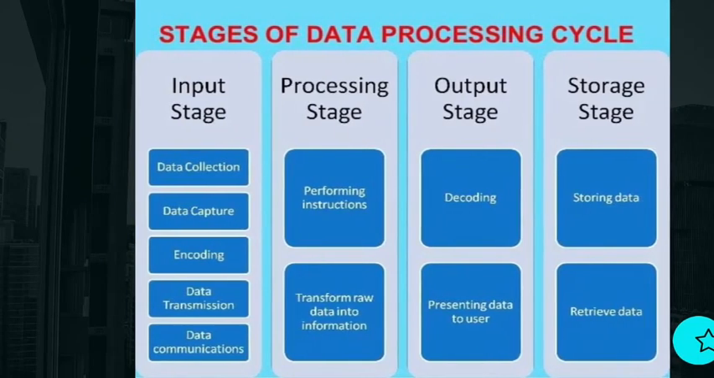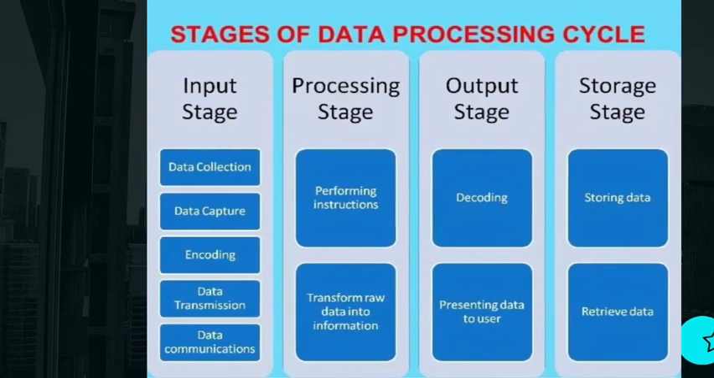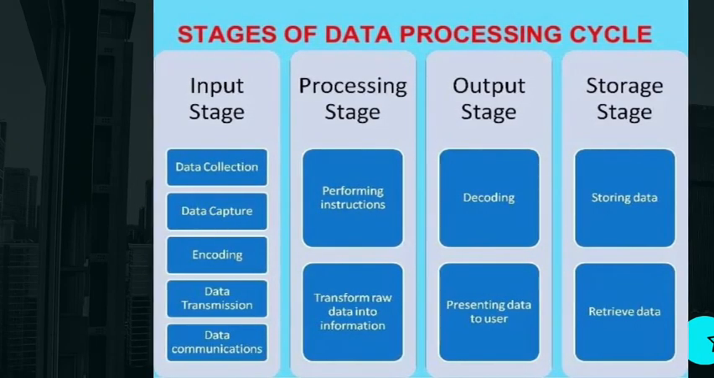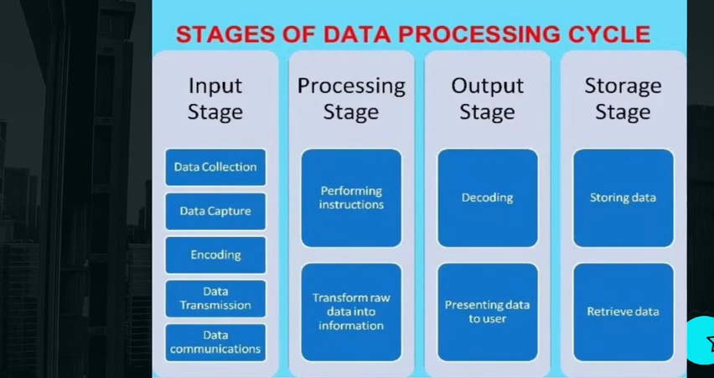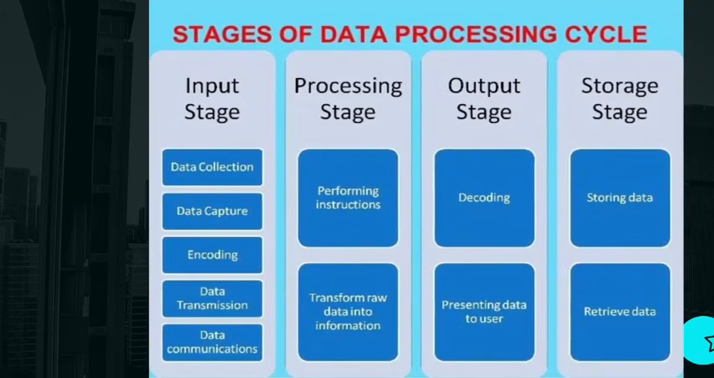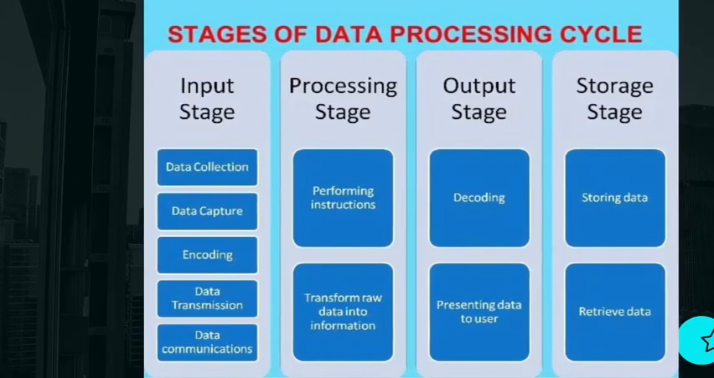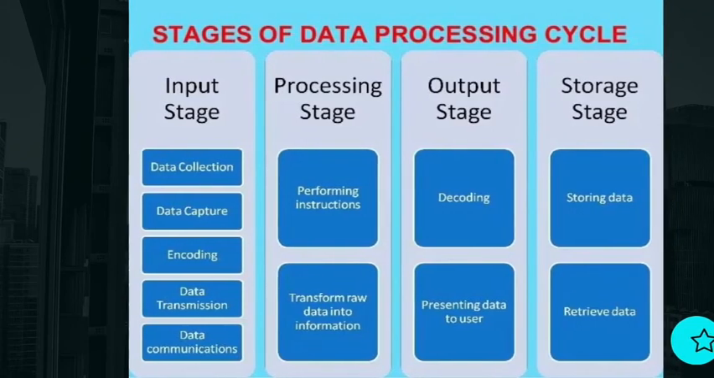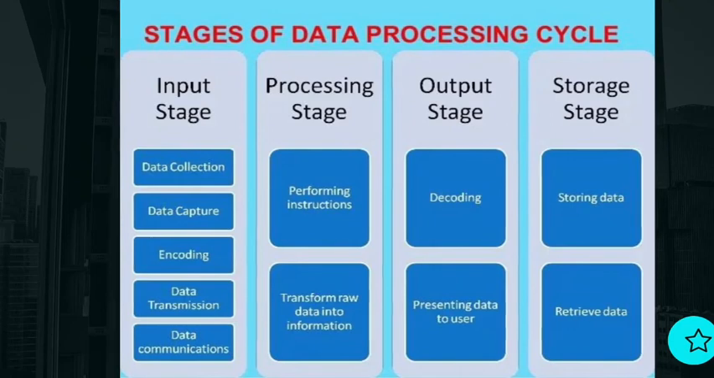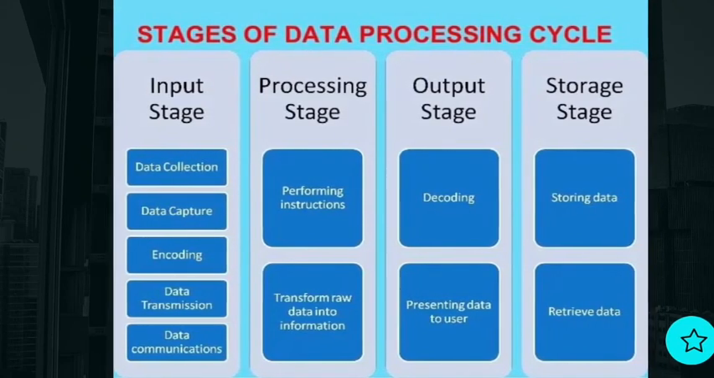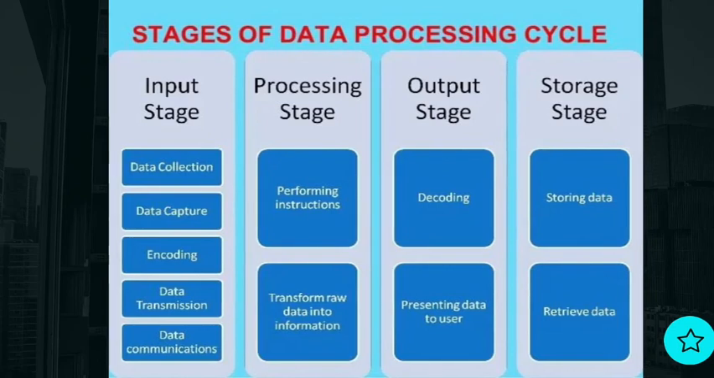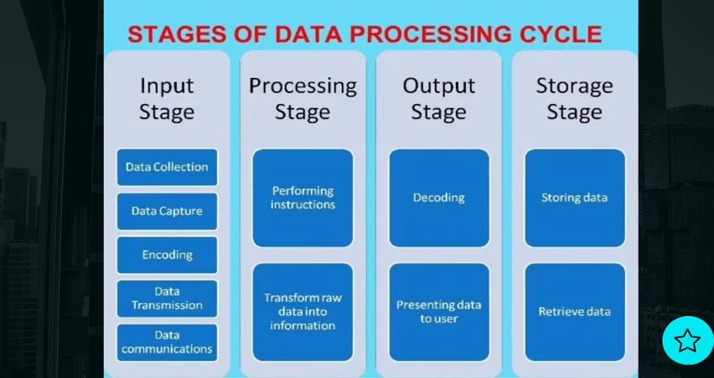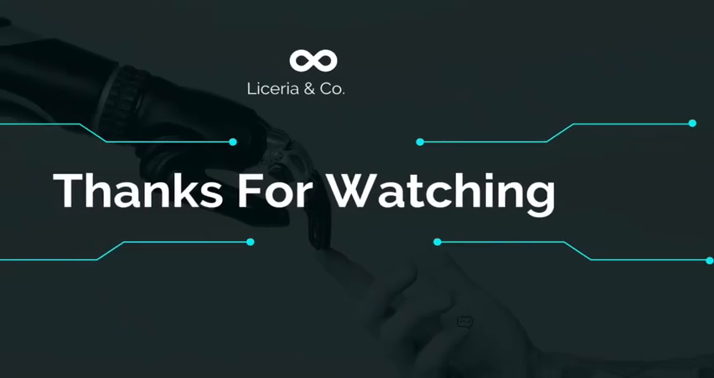Now, what happens during the input stage? Data is being collected. What happens during processing? Data is being manipulated. What happens during output is that the data is decoded and presented to the user. And what happens in the last, which is storage, is that the data is stored and retrieved by the user, because the essence of processing is so that it can be easily retrieved by the user. I would also like to touch more on computer processing operations, which include input and output operations.